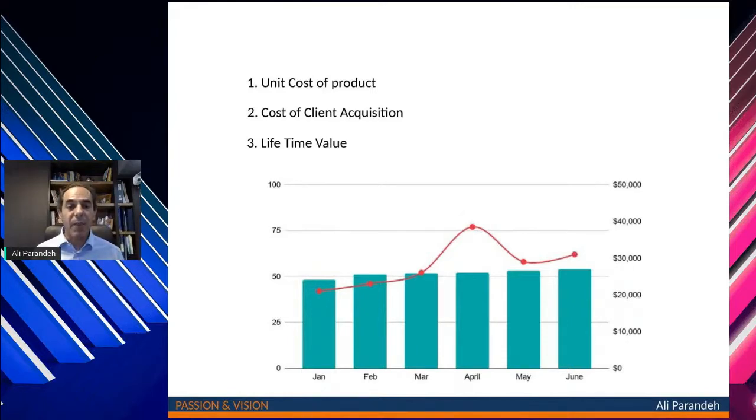So that lifetime value is very important in order for the investor to make that very first simple calculation. What is my profit margin? Unit cost of product, cost of client acquisition, and lifetime value. Those three initial numbers will give the investor the most important, the profit margin.